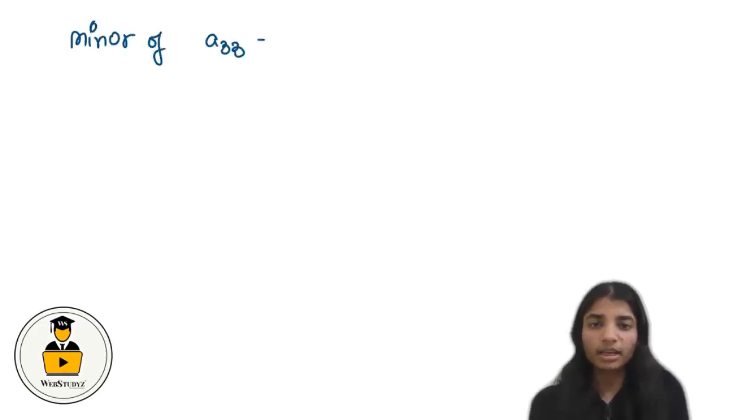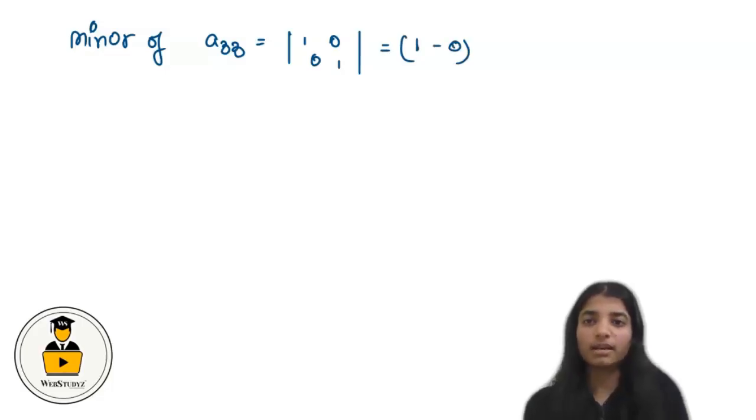Now in the same way, find the minor of A33. The minor of A33 is equal to: cancel the row and column of the determinant in which the element A33 lies, and write the rest in the form of a determinant. So this is 1 0 0 1. Now find its determinant: 1 multiplied by 1 is 1, minus 0 multiplied by 0 is 0. So we can say that the minor of A33 is equal to 1.